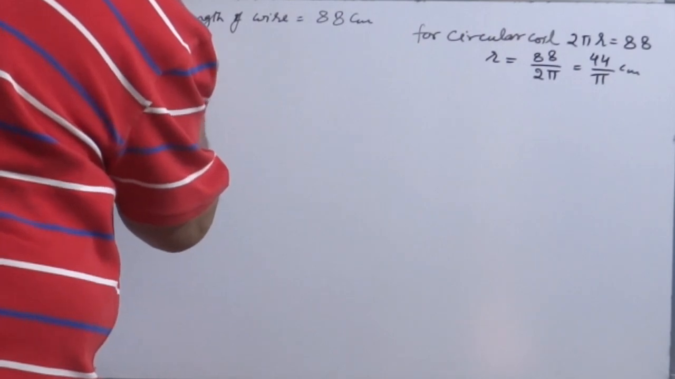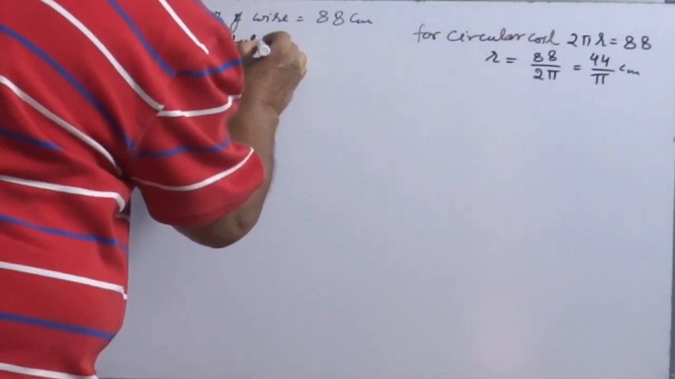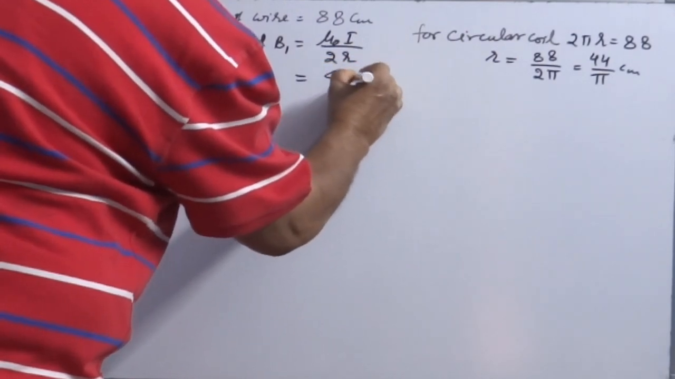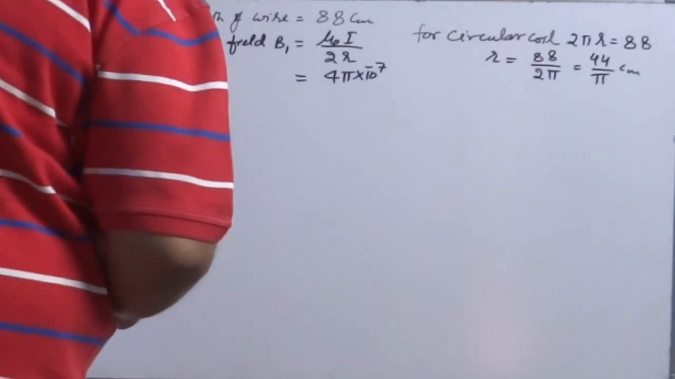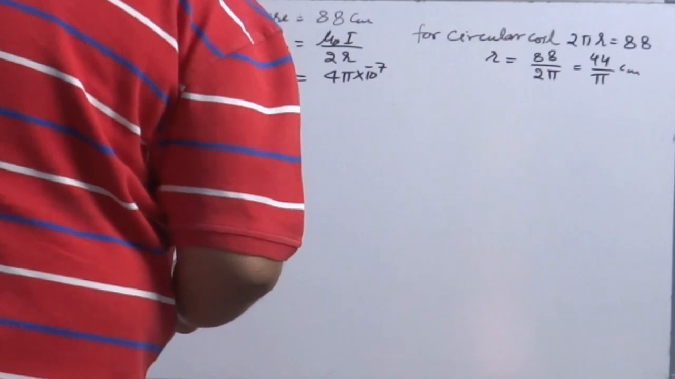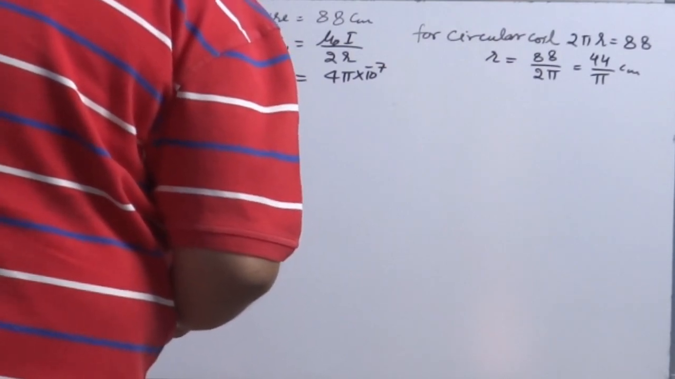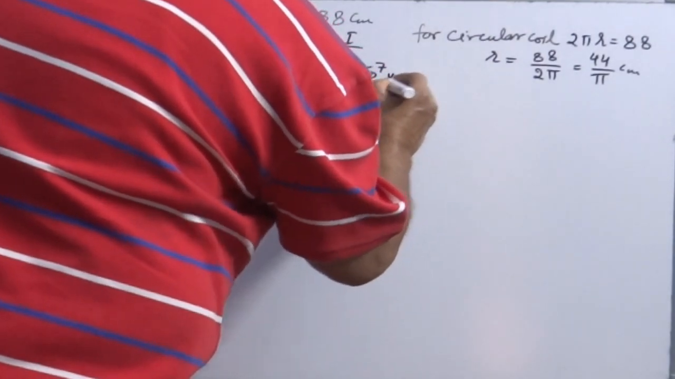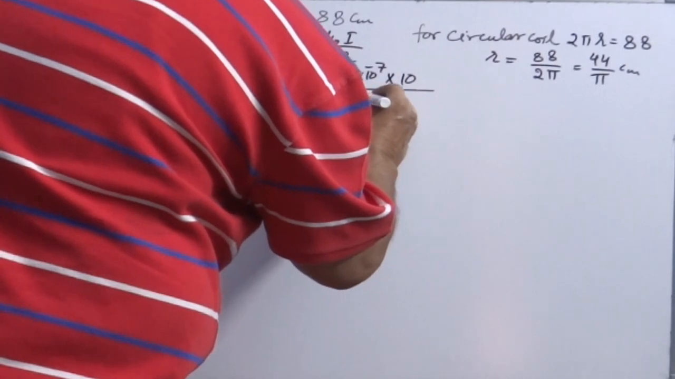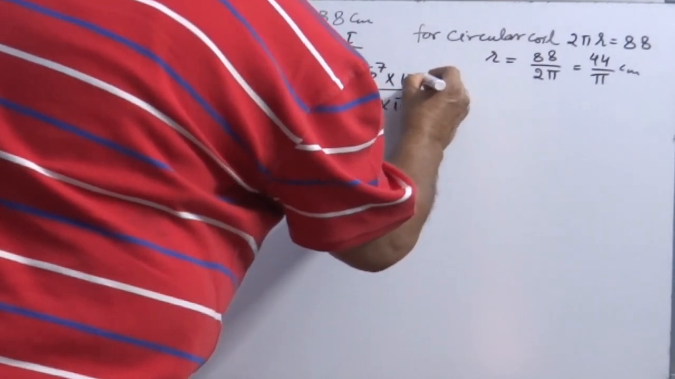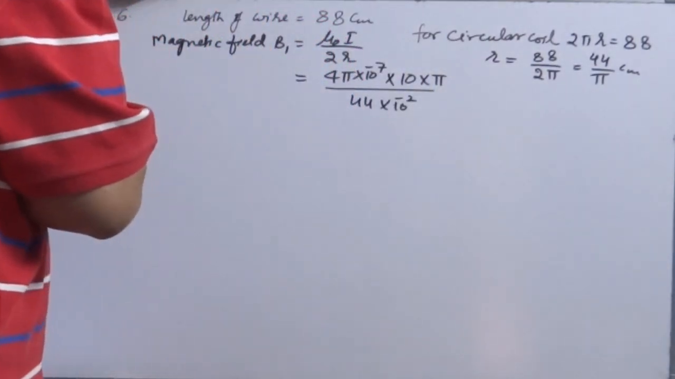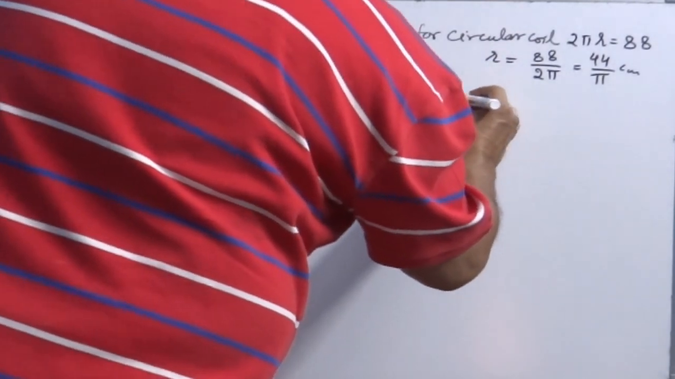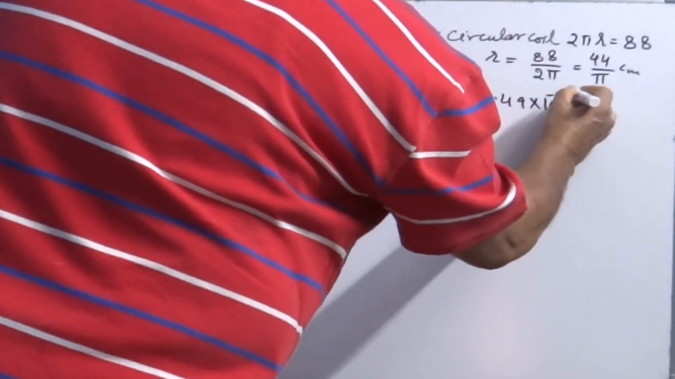Then the magnetic field due to a coil, B1 is equal to mu naught I over 2R, 4 pi into 10 raised to the power minus 7. Current is, as per the question, 10 ampere. Radius is 44 into 10 raised to the power minus 2 into pi. That comes out to be 4.49 into 10 raised to the power minus 5 tesla.